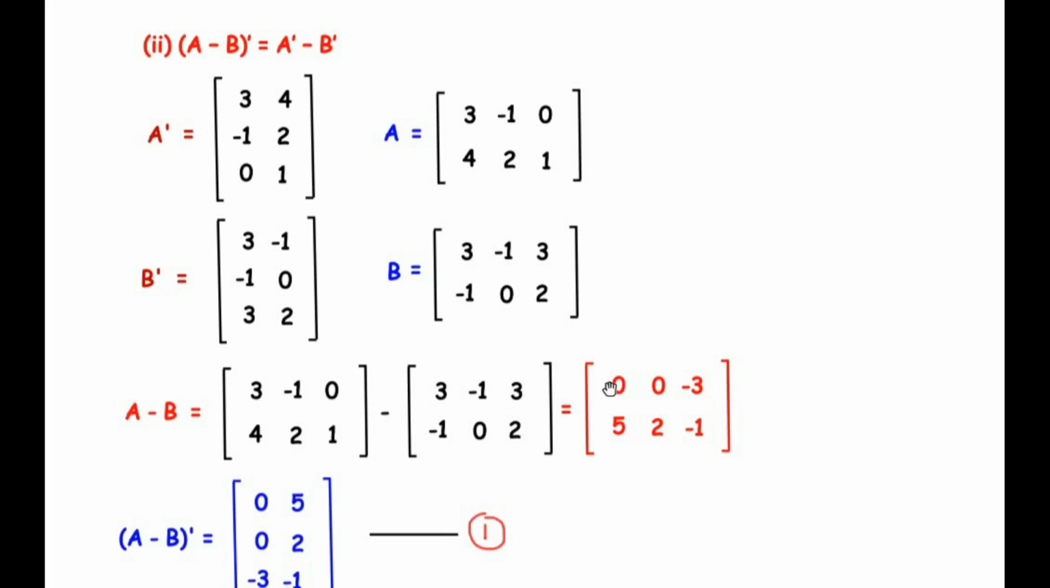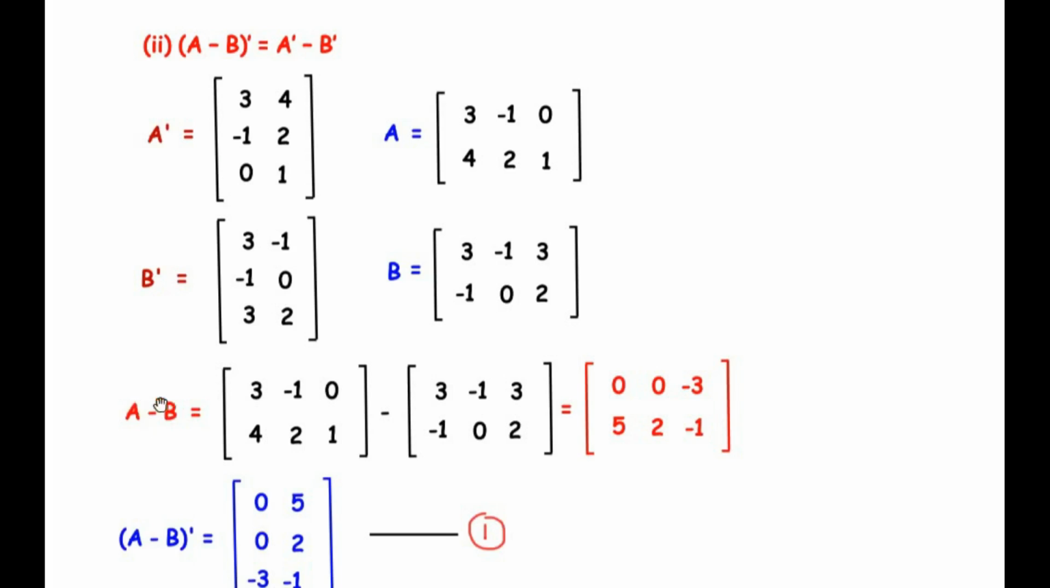That is 3 minus 3 gives us 0. Minus 1 minus of minus is plus. So minus 1 plus 1 is 0. 0 minus 3 is minus 3. 4 minus of minus is plus. So 4 plus 1 is 5. 2 minus 0 is 2. And 1 minus 2 is minus 1.